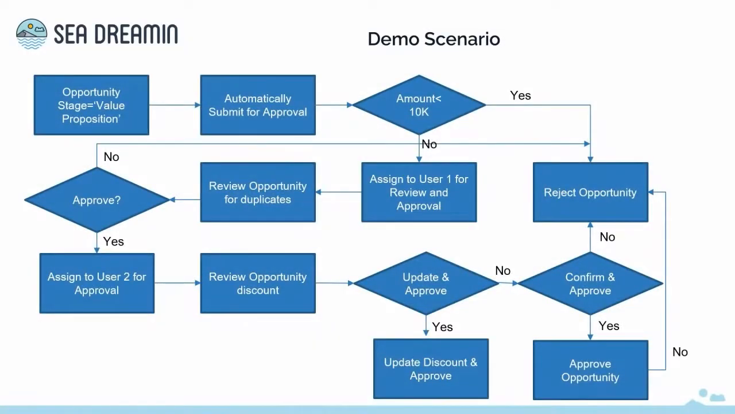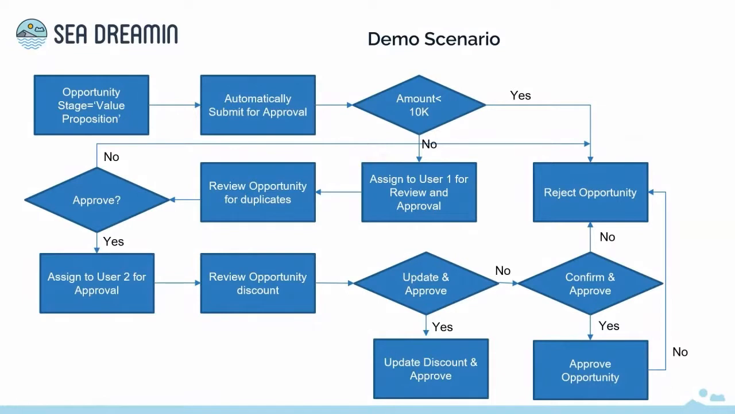Now, we are going to see a real-time demo of how a flow orchestrator can be utilized. This is my demo scenario. We will be executing this flow on the opportunity record, and whenever the opportunity stage becomes value proposition, my flow orchestrator will get initiated. So this is a record-triggered flow orchestrator. And when the stage is value proposition, I want to automatically submit this particular opportunity for approval.